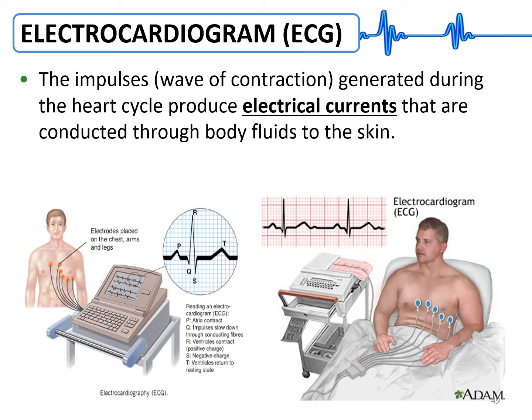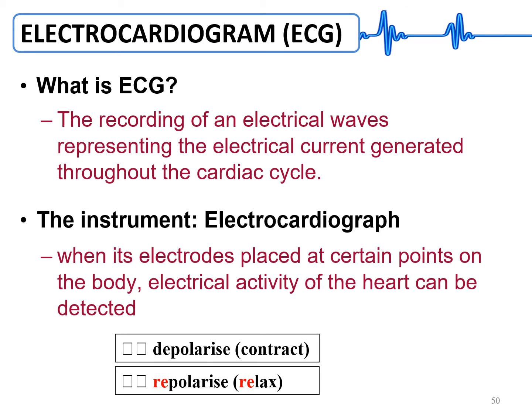ECG, electrocardiogram. ECG is a recording of electrical waves that represent the electrical current generated throughout the cardiac cycle. Electrical waves or electrical activity of the cardiac cycle. The instrument is called an electrocardiograph, producing an electrocardiogram.